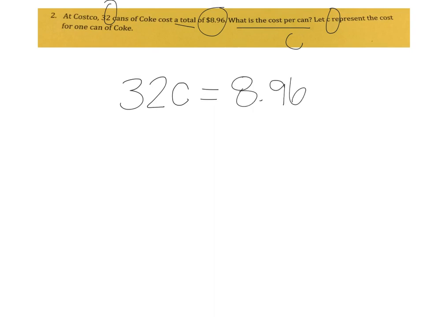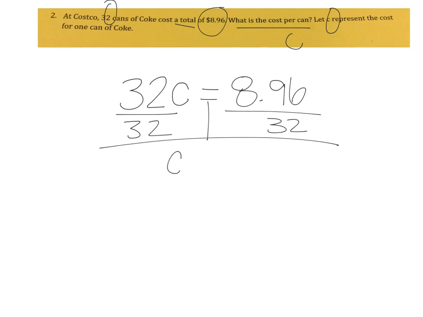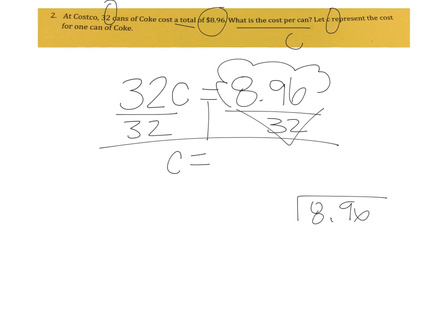$8.96. So now let's go ahead and solve. How much does 1 can of Coke cost? Well, we want to isolate our variable. So instead of multiplication, we need to do the inverse. So divide by 32, divide by 32. So C is going to equal, let's go ahead and solve that. So remember, this is like our ice cream cone. So $8.96 needs to go inside. 32 goes outside. I'm going to immediately bring my decimal up.